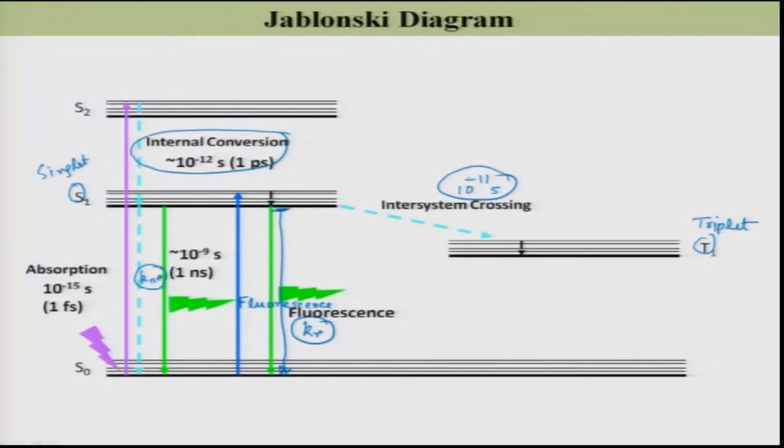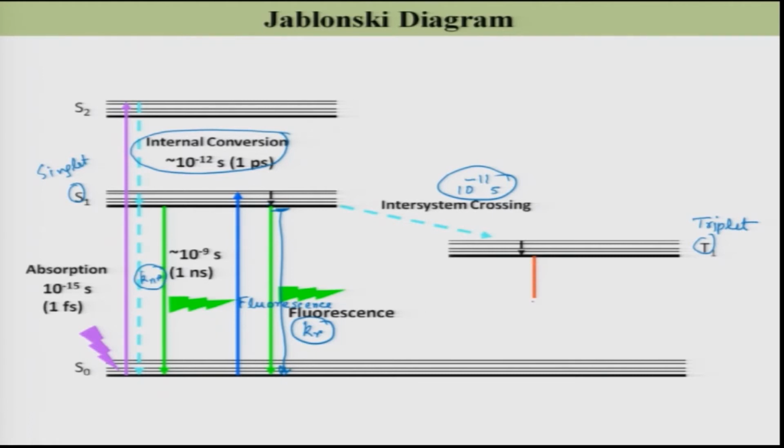So, once the molecule changes state from singlet to triplet, then the triplet to ground state transition, like T1 to S0, right, may also take place. But here what you can see is that this is a spin forbidden transition.